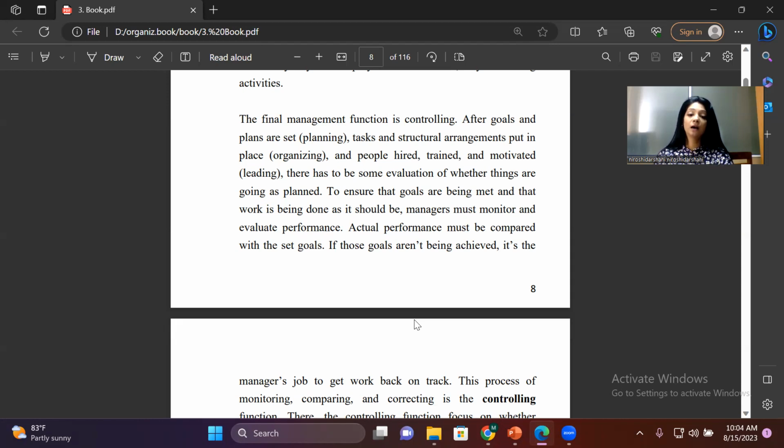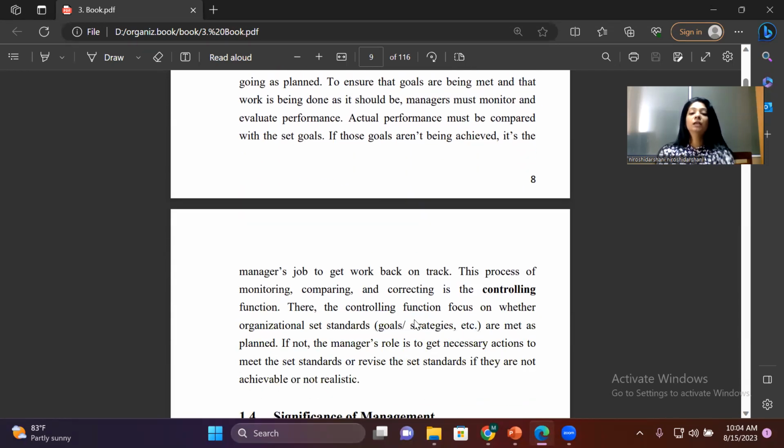If those goals aren't being achieved, it's the manager's job to get work back on track. This process of monitoring, comparing, and correcting is the controlling function. The controlling function focuses on whether organizationally set standards are met as planned. As I told you, whether the goals and objectives we have discussed, and the strategies we have planned, have been achieved. If not, the manager's role is to take the necessary actions to meet the set standards, or revise the set standards if they are not achievable or realistic.